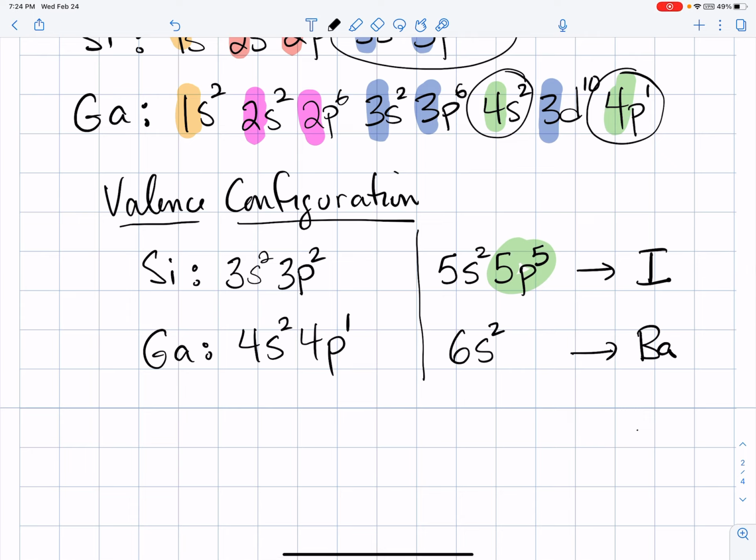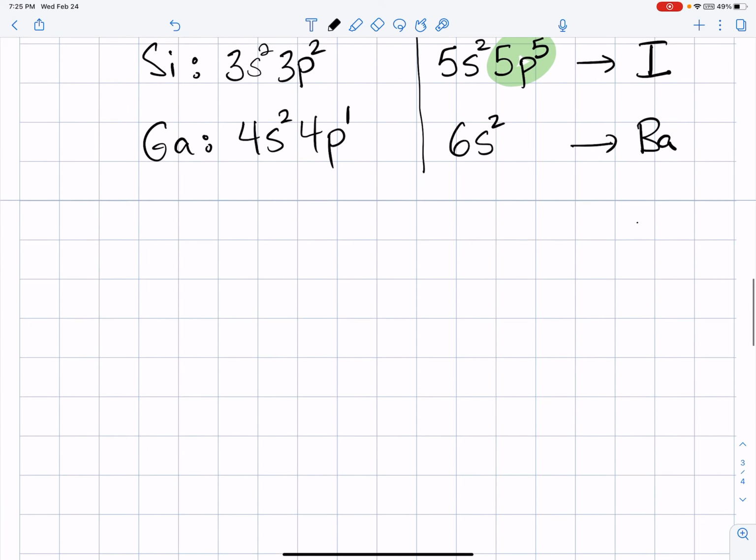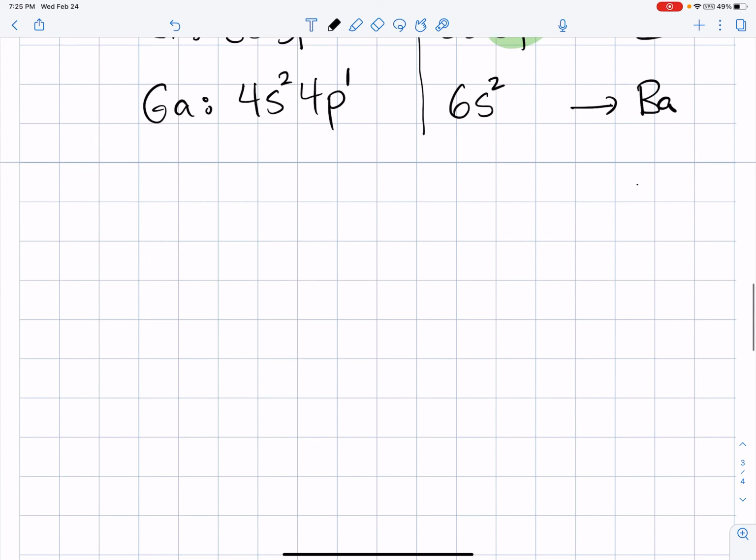So if you're given an element, you should be able to write its valence configuration. If you're given a valence configuration, you should be able to identify the element. So now we know how to write full configurations. We know how to write noble gas abbreviated configurations from an earlier lesson, the earlier video. And now we know valence configurations. So the last thing we want to look at is called orbital diagrams.